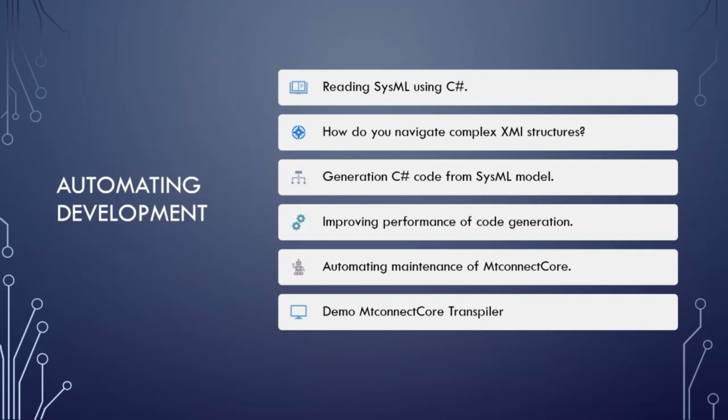So that basically just led to the question of, okay, we automated the validation process, but can we automate the development process as well? Thankfully, at the time, MTConnect was rolling out the implementation of the SysML model. So this provided us with an opportunity that we saw to leverage this SysML model to potentially generate C# code for our MTConnect core library. So this section is going to be describing essentially how we went about leveraging SysML to automate the development of MTConnect core.